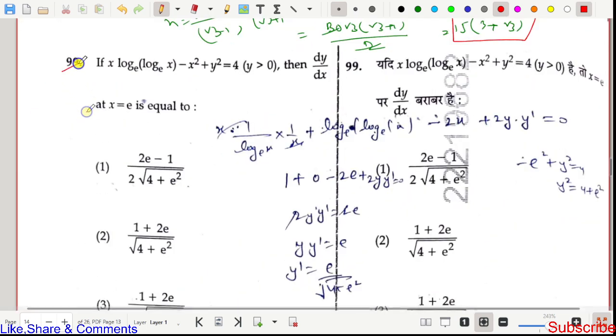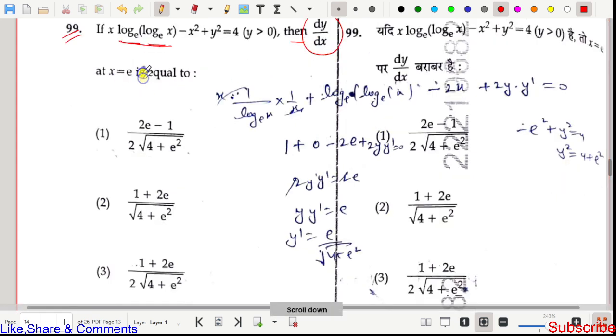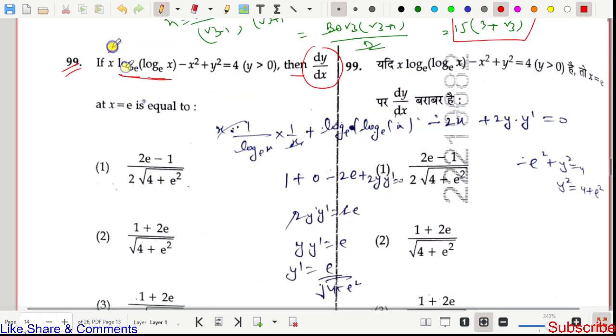So see the next question, question number 99. If x into log e of log e base x minus x square plus y square equals 4, then find dy dx. So we need to differentiate with respect to x. This is the multiplication of two terms, u into v. How to do the derivative of u v? Keeping the first, we take the derivative of the second, then keeping the second, we take the derivative of the first. We do the same here.